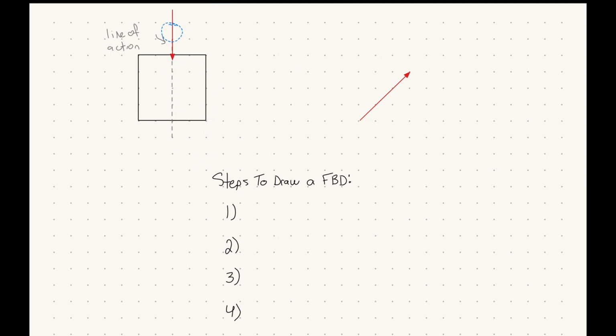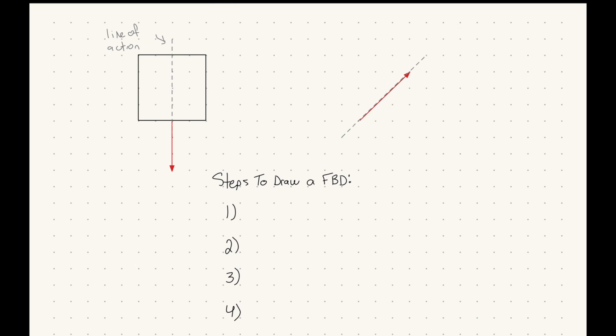We can draw it going into the box, coming out of the box, inside the box. It's truly up to the engineer. The convention I always follow is drawing my forces coming out of the system. For a force like this at a 45-degree angle, the line of action would look something like this, and that force could be drawn anywhere on that infinite line.